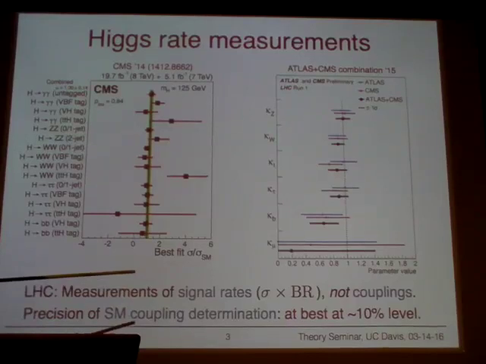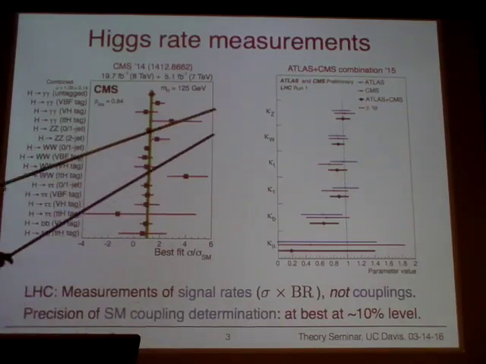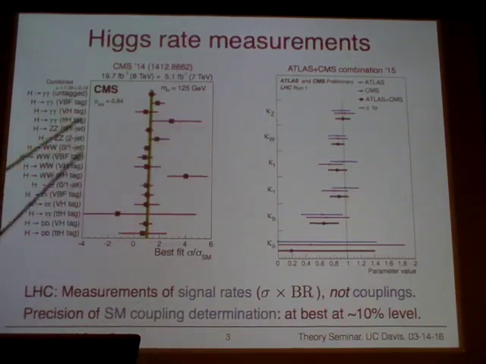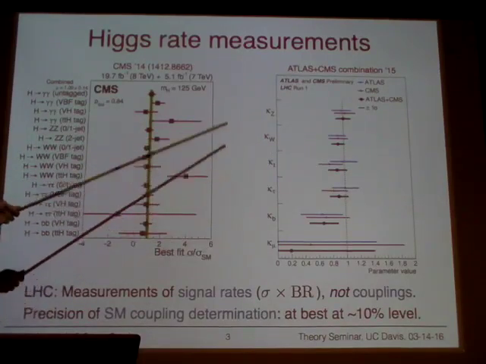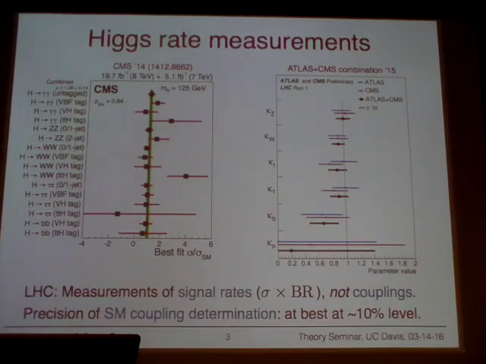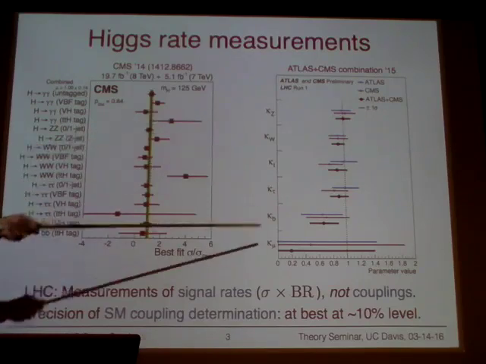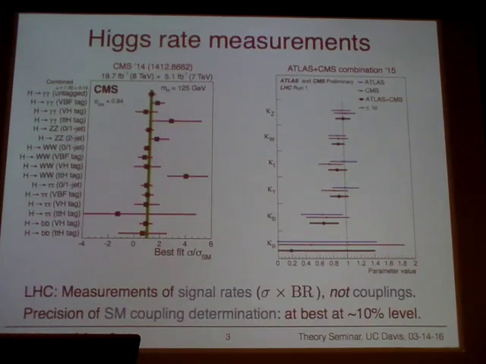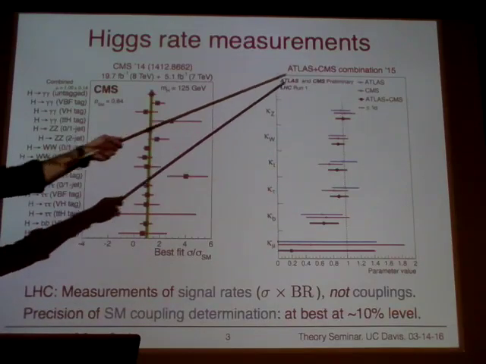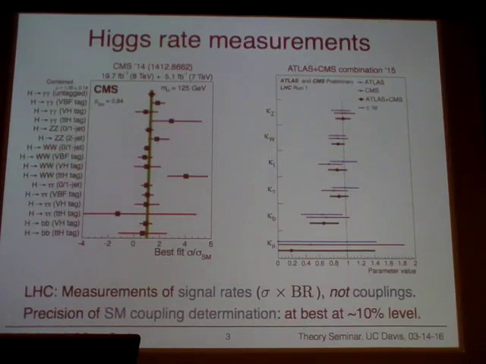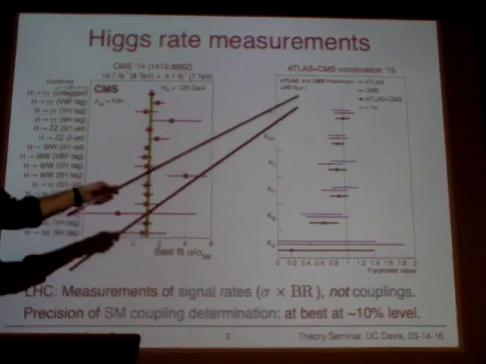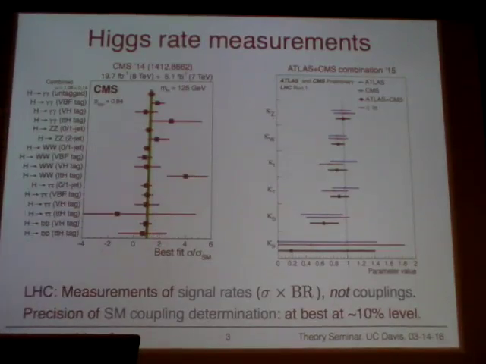So if you really want to study the coupling properties, what you usually do is perform a global fit to all this data and try to identify these kappa scale factors, which just scale the partial widths or cross-sections that are proportional to the relevant couplings of the Higgs. This is the ATLAS and CMS combination from last summer.